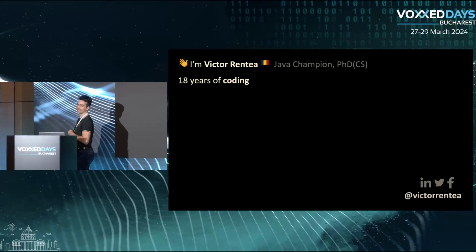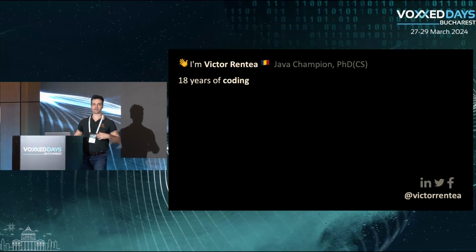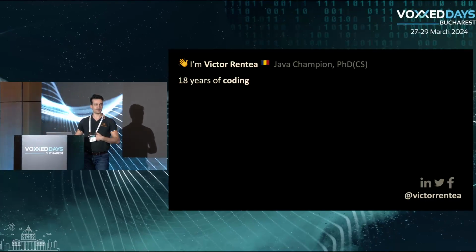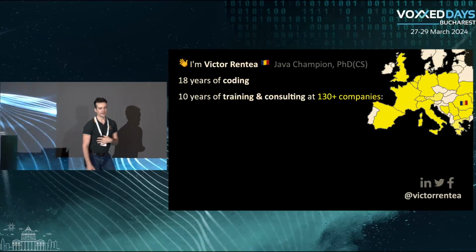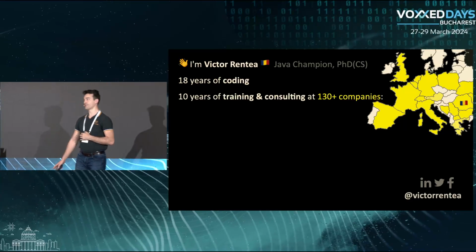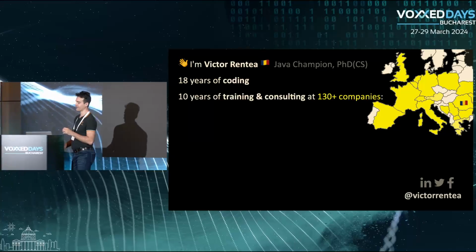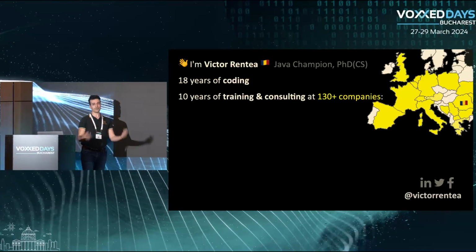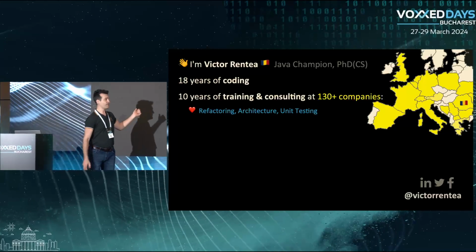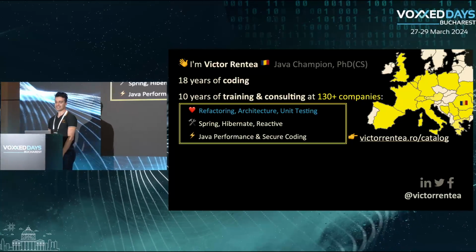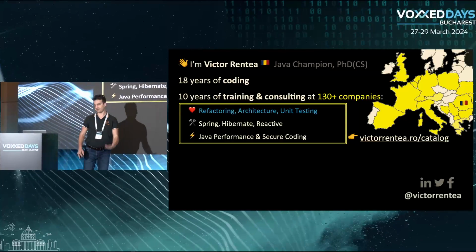My name is Victor Rentea. I've been coding and drinking coffee while coding for the last 18 years. Ten years ago, thanks to a little project situation, I realized it's better to focus on people, and I started doing consultancy and training for companies throughout Europe. That's what I'm doing today, every day, meeting a lot of smart people from various companies. The topics are refactoring, architecture, unit testing, Java frameworks, performance, and secure coding. This is what I do basically every day.